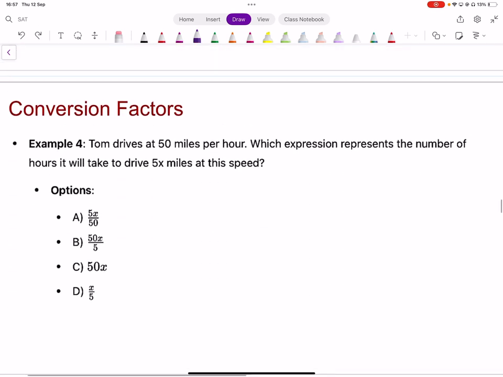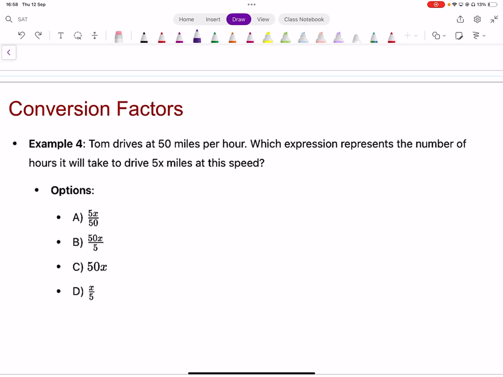So can we do a hard question? Yeah, so we'll do some examples now. Tom drives at 50 miles per hour. Which expression represents the number of hours it will take to drive 5x miles at this speed?